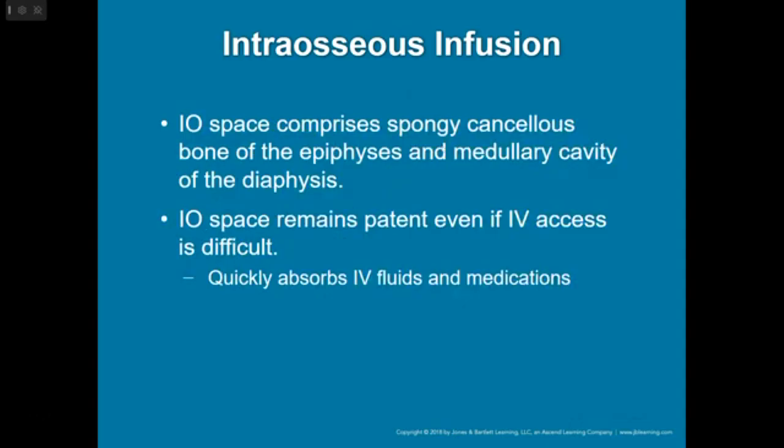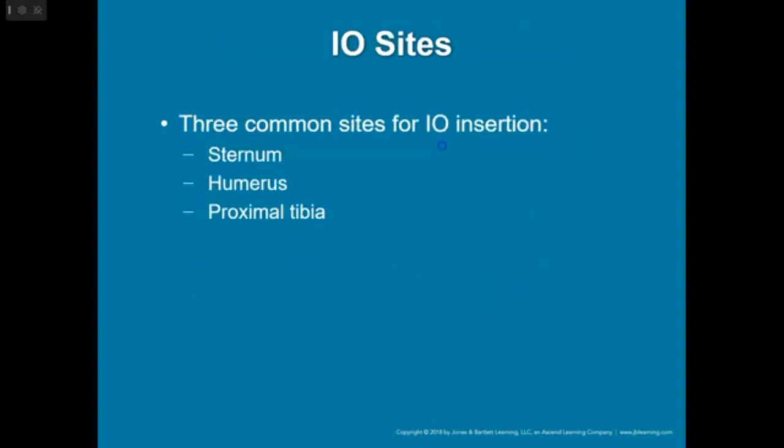The IO space remains patent even if IV access is difficult, and it quickly absorbs IV fluids and medications. So if you can't get an IV for whatever reason, you've tried and tried and tried, and you have to have vascular access, go with an IO. It is expensive. They do cost a lot more per attempt, but it's a lot less risk for errors and works really well.